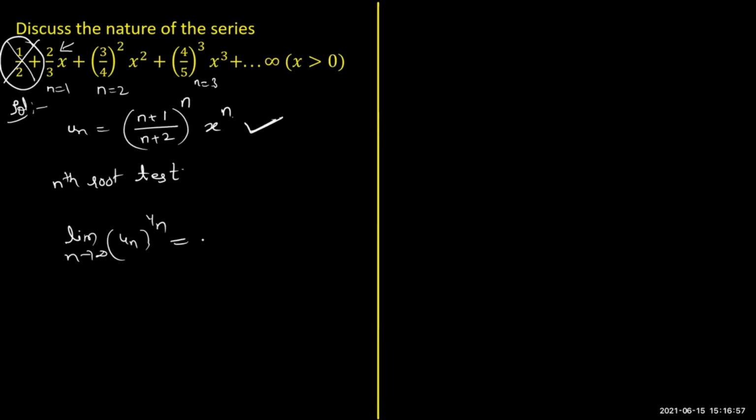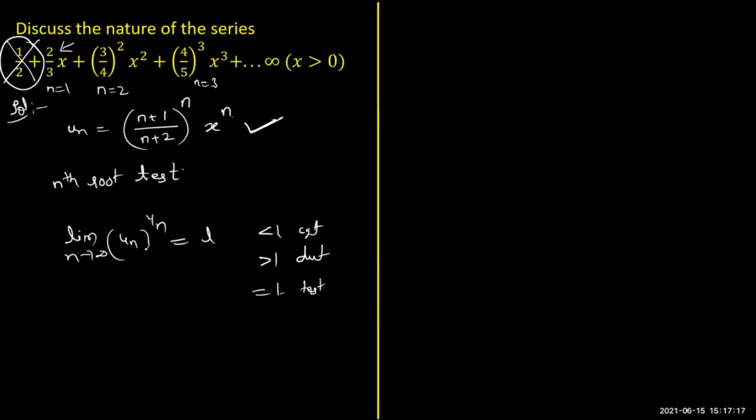And if that limit is less than 1, we say the series is convergent. And if it is more than 1, we'll say the series is divergent. And if it is equal to 1, we'll say the test fails. Of course, if you get the limit as 1, then we'll use other tests.